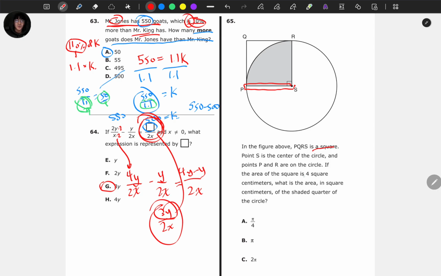So if the area of the square is 4 square centimeters, they're telling you that all of this is 4. What is the area in square centimeters of the shaded quarter of the circle? So we have to find basically the quarter circle right here, okay?